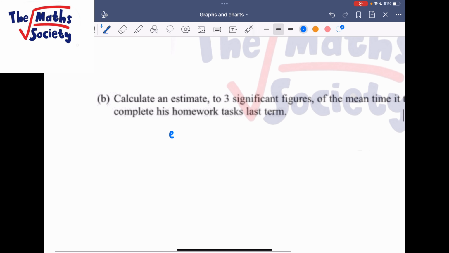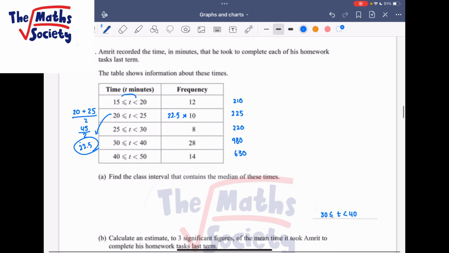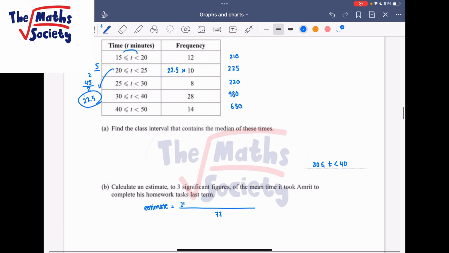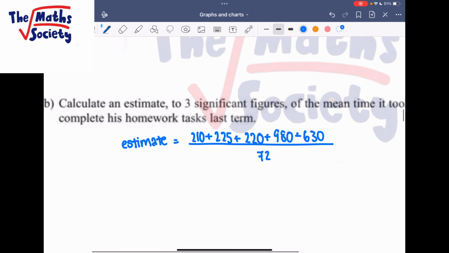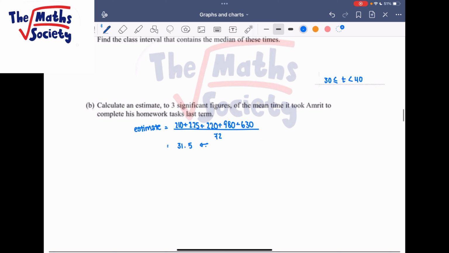Now we just need to calculate the estimated mean. So for the estimated mean, we add all of it up and divide by the total frequency, which we found at first, which I believe was 72. So we add these up: 210 plus 225 plus 220 plus 980 plus 630. That's going to give 31.5 for the estimated mean, and that should be your answer.